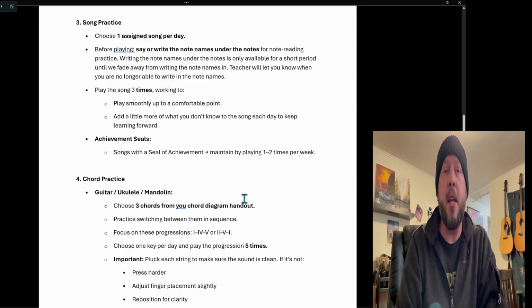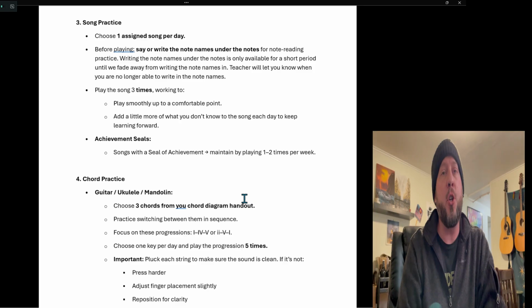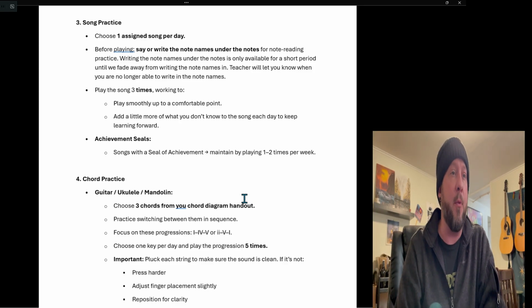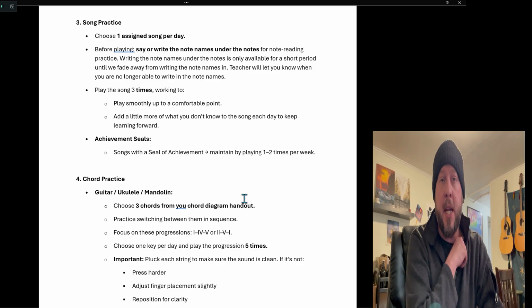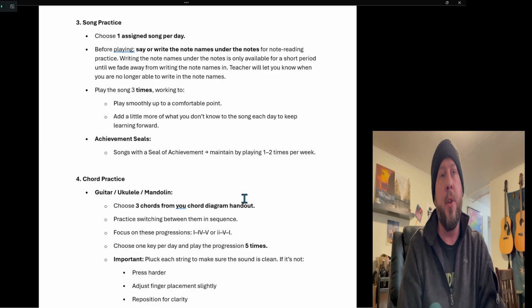All right, the next thing in the daily practice routine is going to be song practice. What you're looking at here is you're going to be choosing one assigned song per day, right? Now, before playing this, you're going to say or write the note names under the notes for note reading practice, right? This is going to help you get better at reading sheet music.